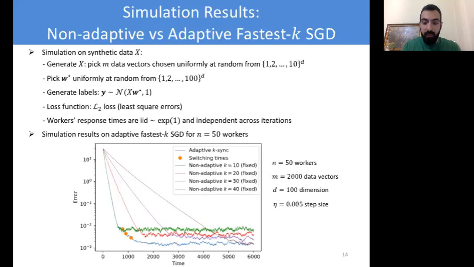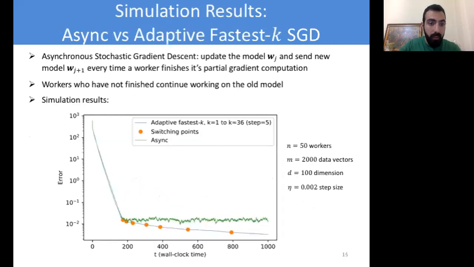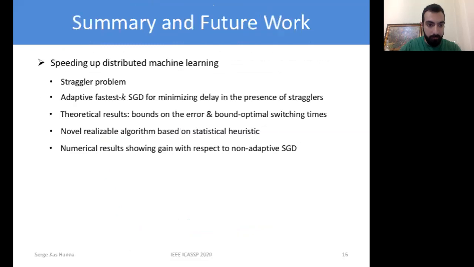This work is relatively new. We are also actively working now on implementing this on real data sets such as MNIST and CIFAR. We have also compared this to asynchronous gradient descent, and the results showed that the adaptive fastest k-SGD is as fast as the asynchronous in the beginning, but it reaches a better accuracy towards the end.